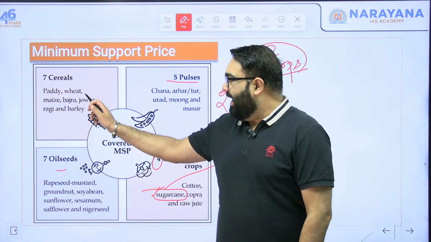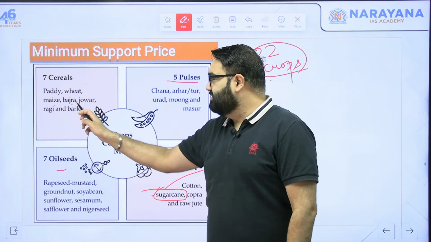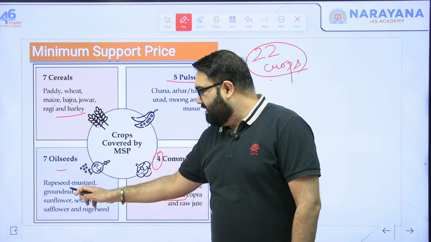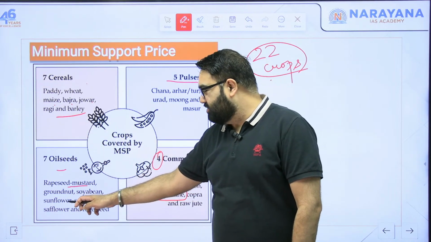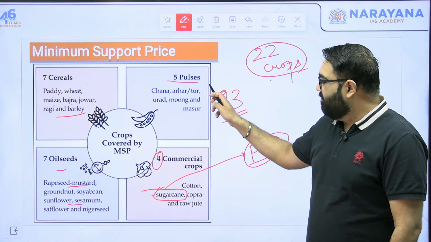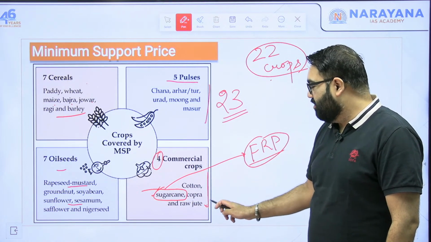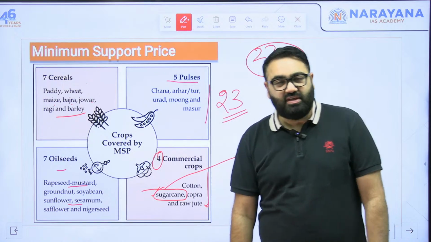There are certain things on which MSP is given. For example, paddy, that is rice, wheat, maize, bajra, jowar, ragi, barley, and then rapeseed, mustard, groundnut, soybean, sunflower, etc. Then on 5 pulses, and on commercial crops like cotton, copra, raw jute, etc. In all of these things, MSP is offered.